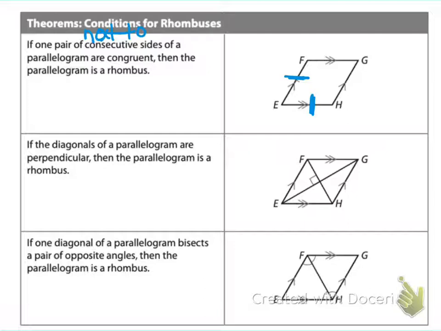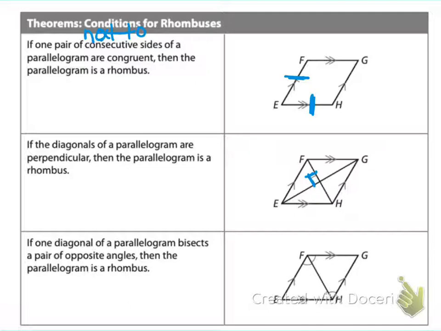Another one is if the diagonals of a parallelogram are perpendicular. So you've got a parallelogram and you see that the diagonals make 90 degrees in the middle, so they're perpendicular. Then the parallelogram would have to be a rhombus. All you have to be able to do is identify in a parallelogram that the diagonals make 90 degrees in the center, and that's enough. Then you know it's a rhombus, right? So that's the minimum requirement.